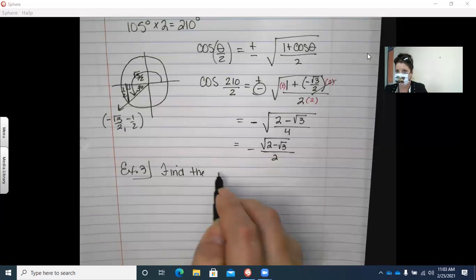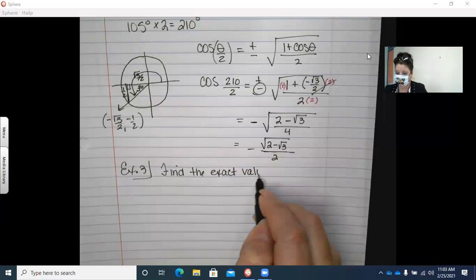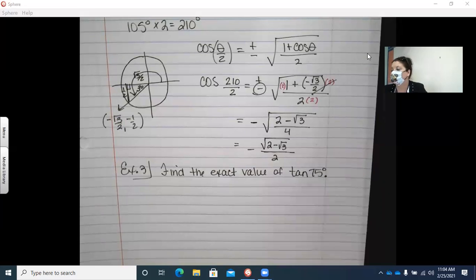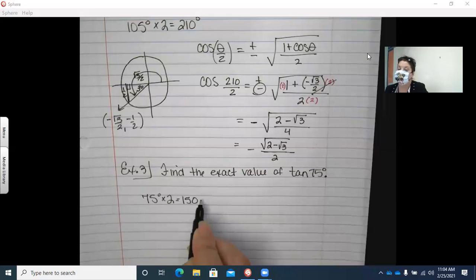Is 75 degrees on our unit circle? No. Could we use our calculator to find the tangent of 75? Yeah, but in decimal form, and we want exact values. So, what's 75 times 2? 150 degrees. Is every angle they ask you for the tangent, cosine, or sine of going to be half of an angle on the unit circle? No, it's not. But if it is, then you can use one of these formulas to find whatever else it's asking you for.